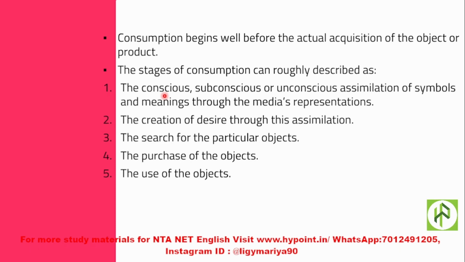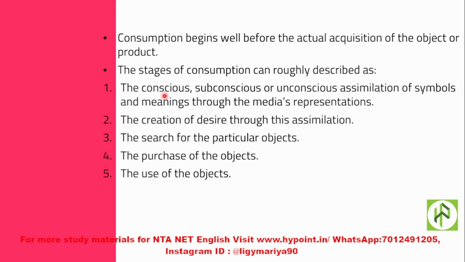And the third stage is the search for the particular object. So in order to have that object, you will search on Amazon, you will search on Myntra or Flipkart. If you want to make an online purchase, you will contact the sellers. If it is Instagram-based selling, you will search for ways in order to have that object.